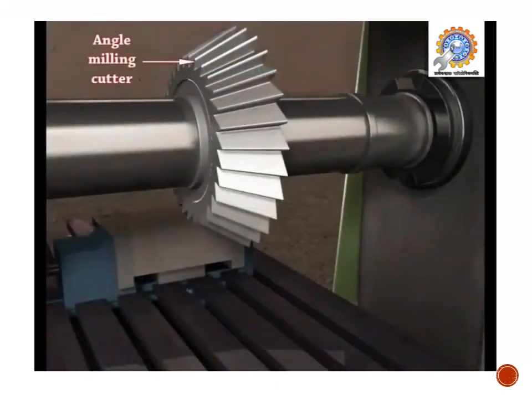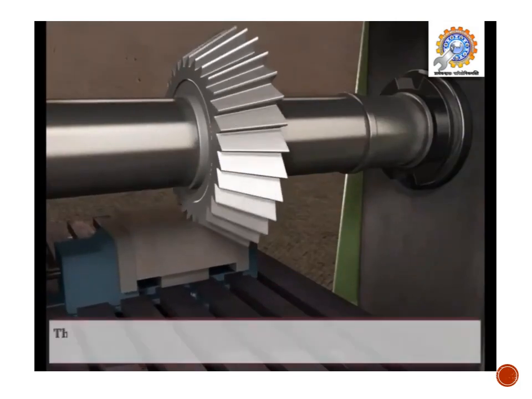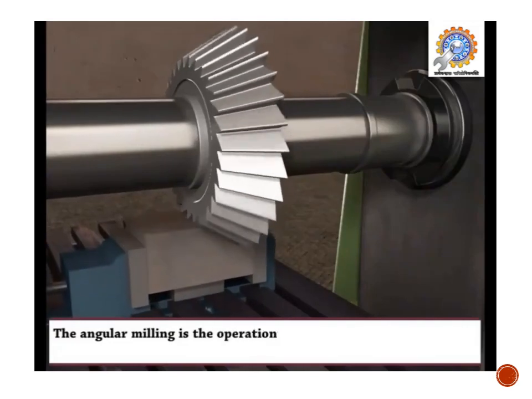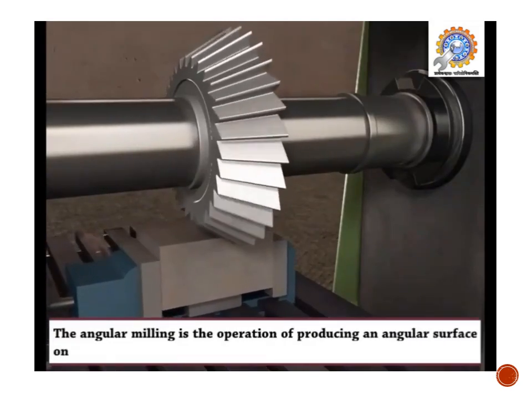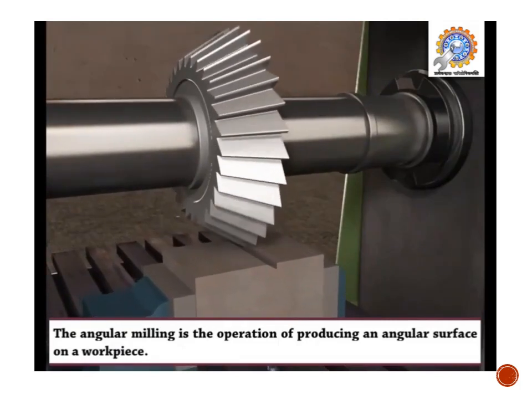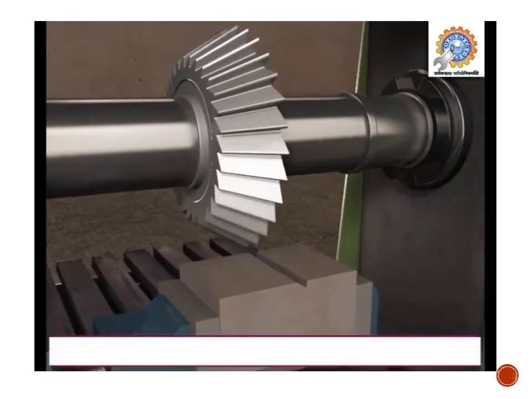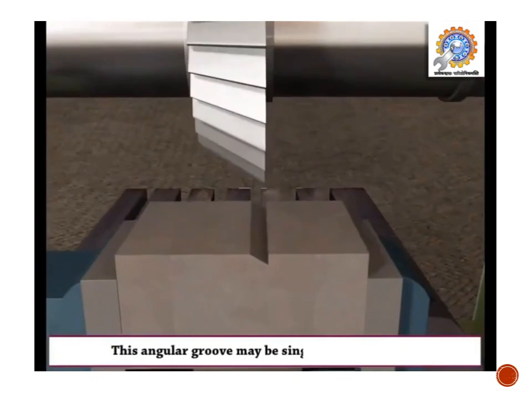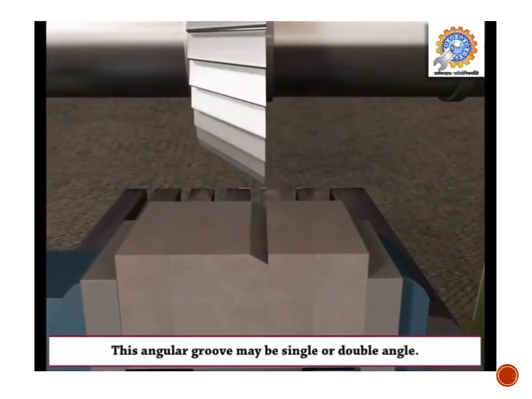Angular milling. An angular milling cutter will be used, and the workpiece will be kept horizontally over the work table. The moment the cutter starts rotating, it is going to make the contour as per the angle. For producing guideways, this angular groove will be helpful.